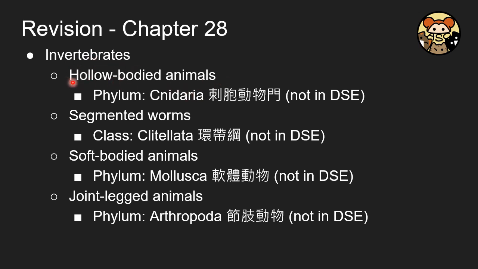And for the invertebrates, it contains like 3 of them. There is the hollow body animals, segmented one, soft body one like the snails, and also the jointed leg, that is the insecta. And here are the final names, but these final names are no longer required in your DSE, so you just know that there are different types of invertebrate, and then you are just fine.